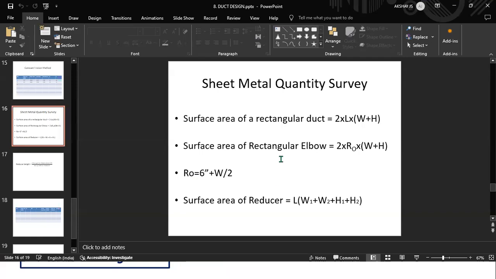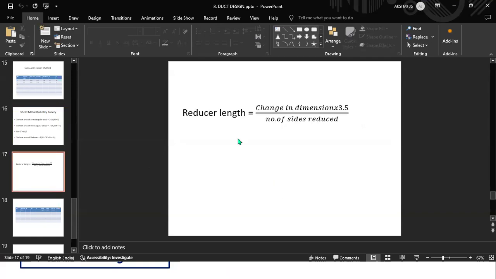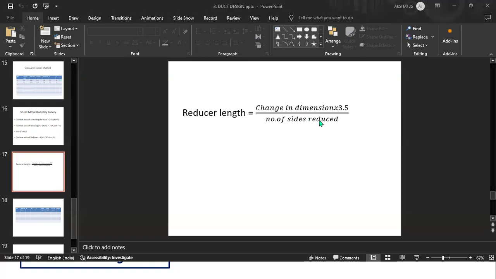So that's it. Then the reducer length can be found out by the equation: change in dimension into 3.5 divided by number of sides reduced. I think we have already discussed the reducer length while I was explaining concentric reducers and eccentric reducers. Likewise, here is the same equation that we portrayed inside the slide itself. Now let's get started with the duct sheet metal quantity survey.